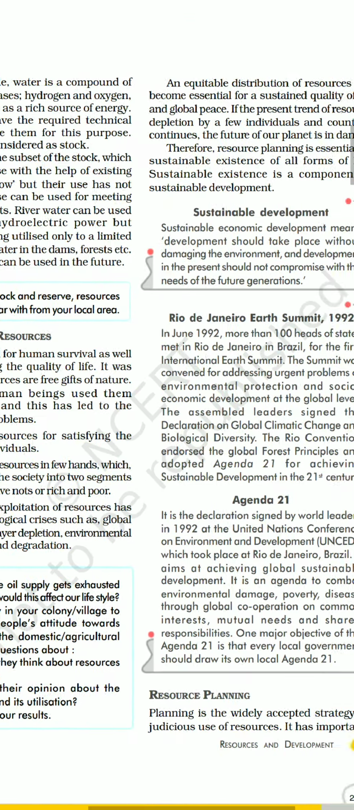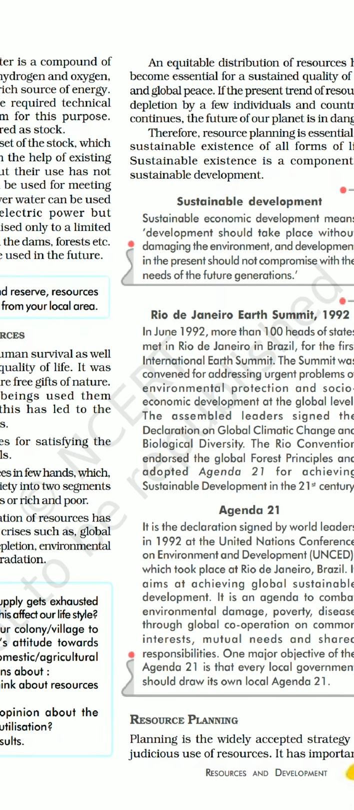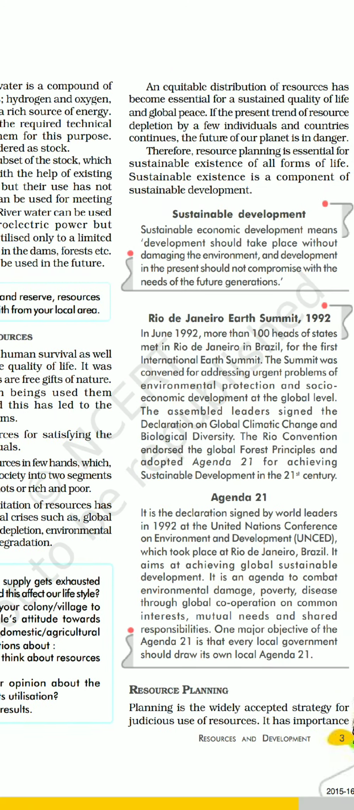Now let's move on to the next topic, explaining sustainable development. Sustainable development means the development which does not harm the environment, and the present development does not overlook or damage the needs and requirements of the future generation. So sustainable development means using the resources in such a manner that they are still available for the future generation. Next is resource planning in India.